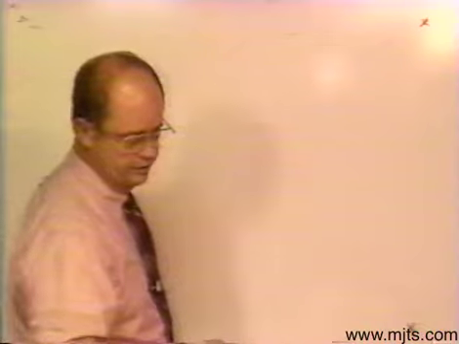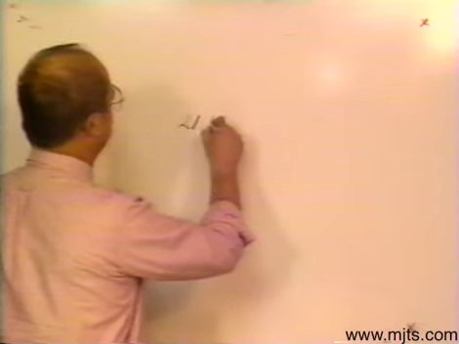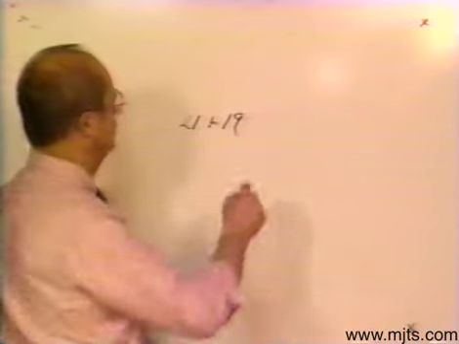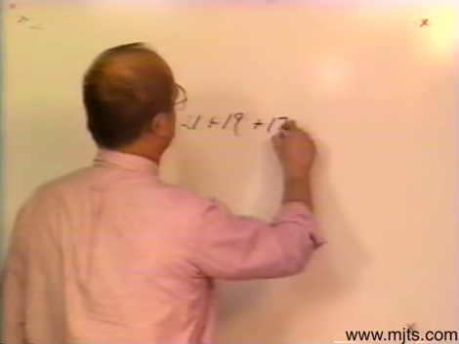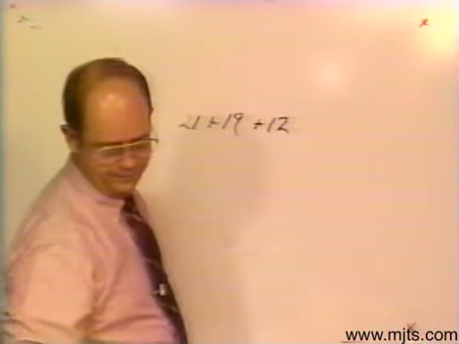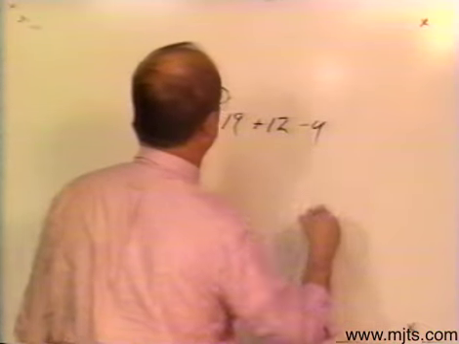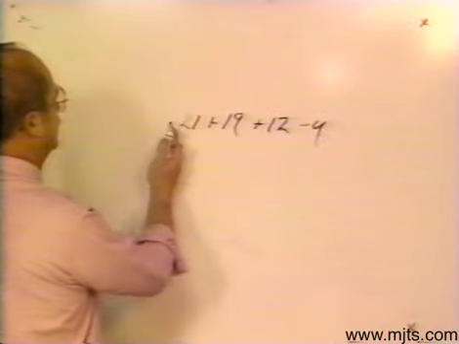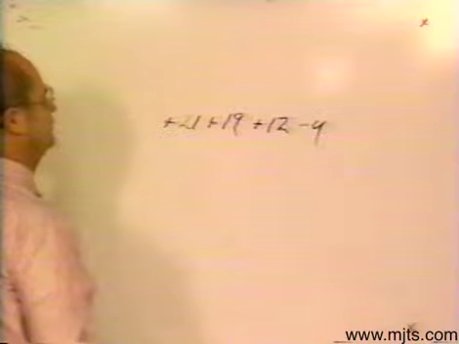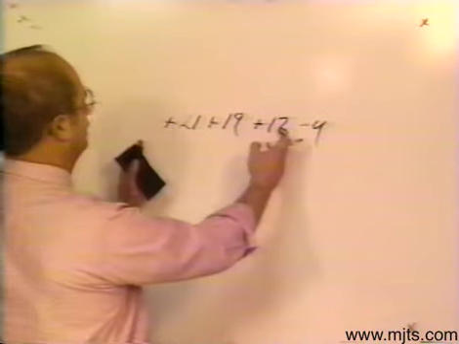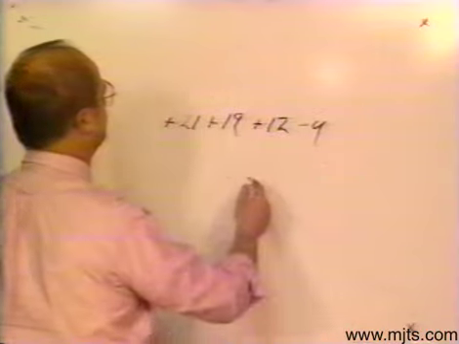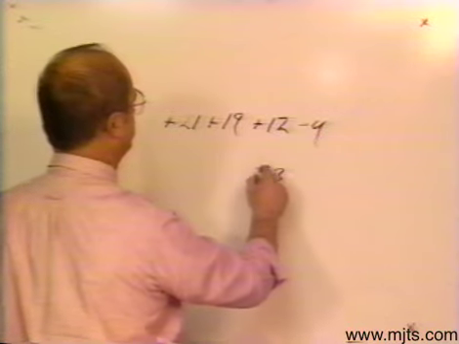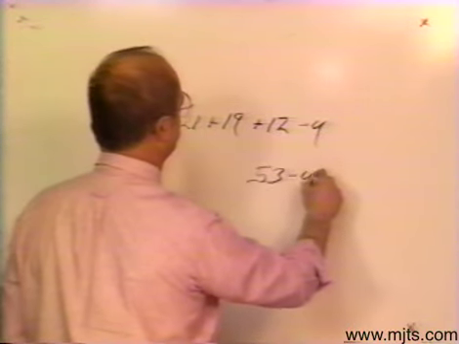For number 3 there you had 21 plus 19 plus 12 minus y. Now what I would have to do, if in the front there isn't any sign, that's understood to be plus as well. What I would have to do is add those together. I would have 11, 13, I would have 53 minus y.